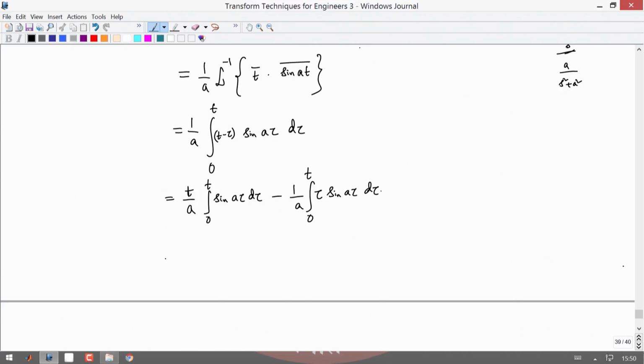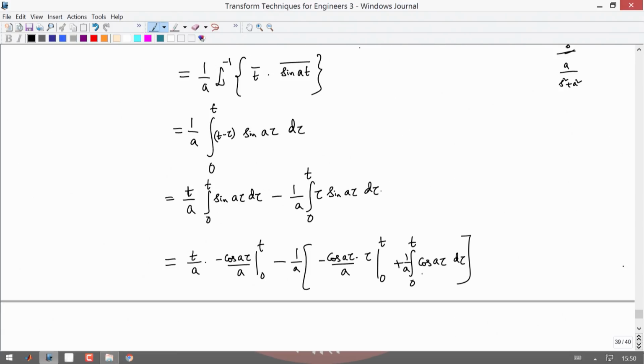You evaluate this, and what you see is t by a times minus cos a tau by a, where you substitute the limits. Here you can do the integration by parts: minus cos a tau into tau by a, for which you apply the limits, and you have minus minus plus, 0 to t, and you have 1 by a already here. So, cos a tau, and the derivative of tau is 1, so d tau.